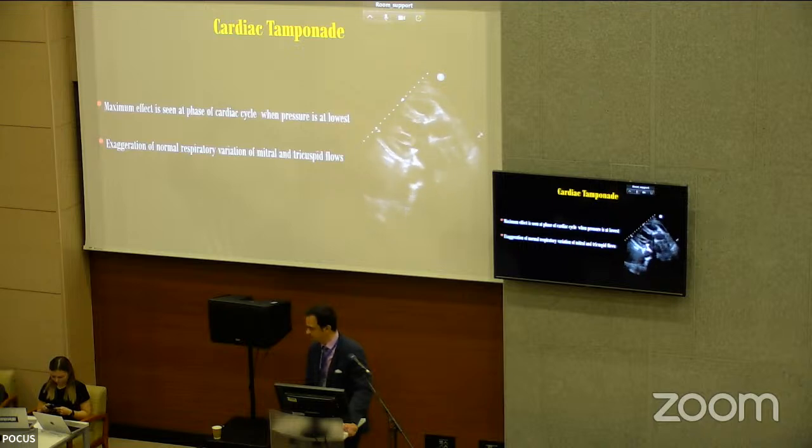And it's not only about the chamber collapse, but also about the changes in the valvular flow, which is assessed by pulsed wave Doppler. So in tamponade, you see exaggeration of the normal respiratory variations of the mitral and tricuspid flow by pulsed wave Doppler, as we will see together.